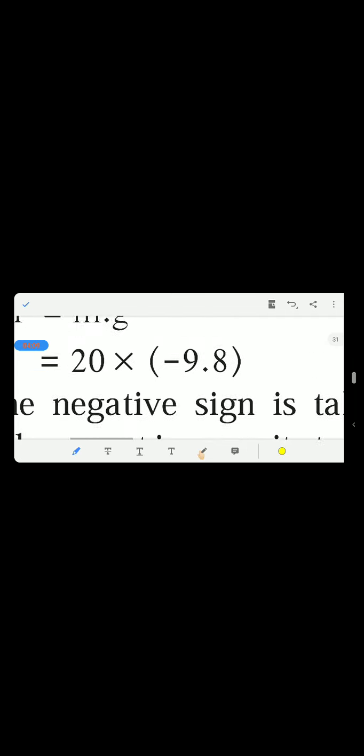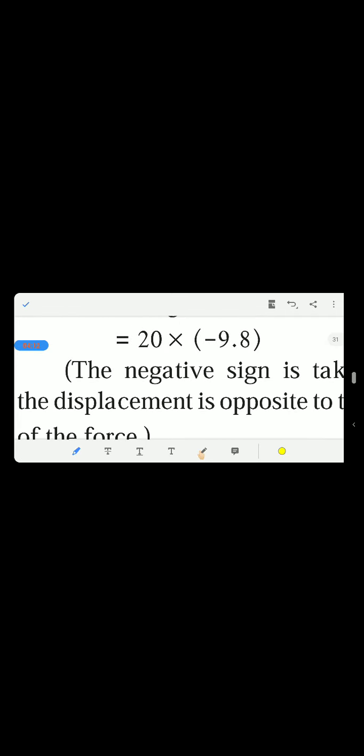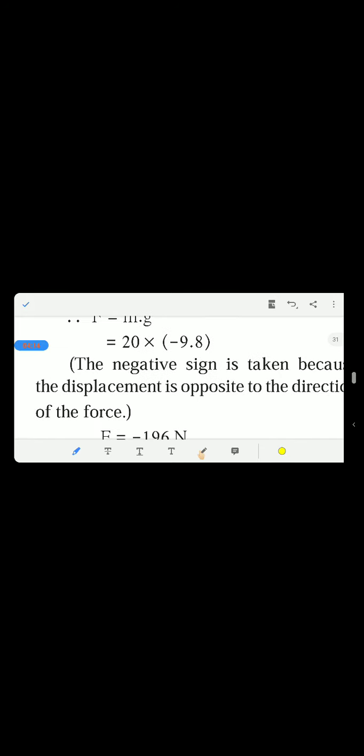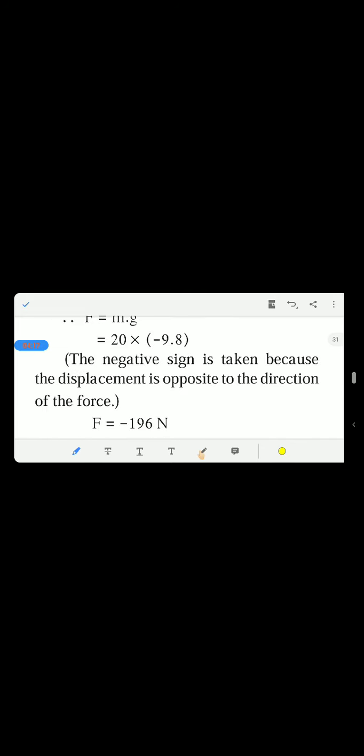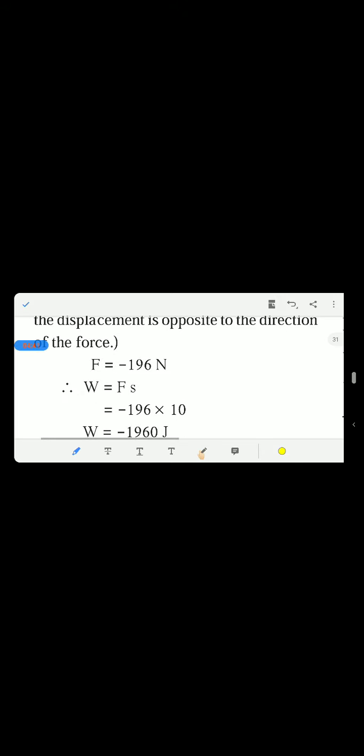Why are we taking minus? Because the negative sign is taken since the displacement is in the opposite direction of that of force. Which kind of force is acting? A gravitational force. The gravitational force acts on the object to pull it towards the center of the earth. And we are pulling the object from the ground to a certain height. So they are working in opposite directions. Hence the sign is taken as negative. By calculating this we get 196 Newton as the value of F, that is the force.